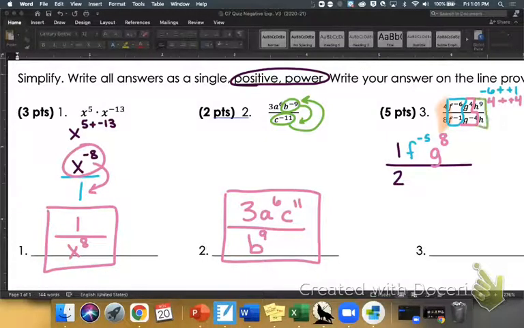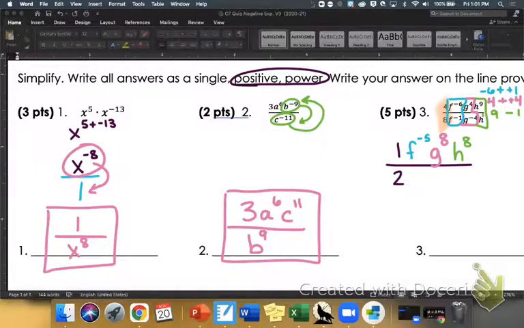And last, we have the h's. We have a 9 in the numerator. Now, if we don't see an exponent in the denominator, it really has a 1. So we take 9 from the numerator and subtract 1 from the denominator, which gives me h to the 8th power. So I use my division rule.